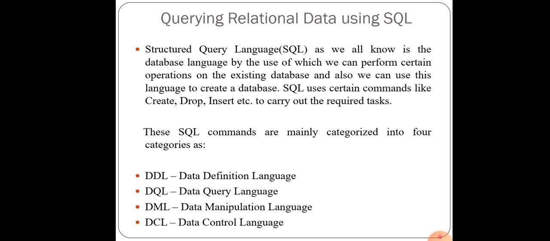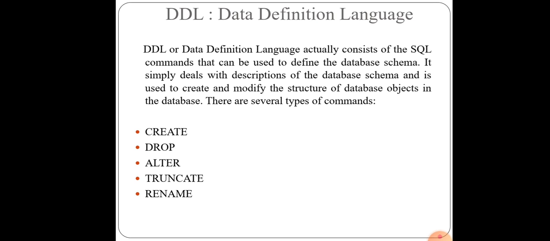Now basically there are four categories of SQL. One is DDL, that is data definition language. Another is DQL, data query language. Then data manipulation language and data control language. Now let's see one by one what all these categories mean.